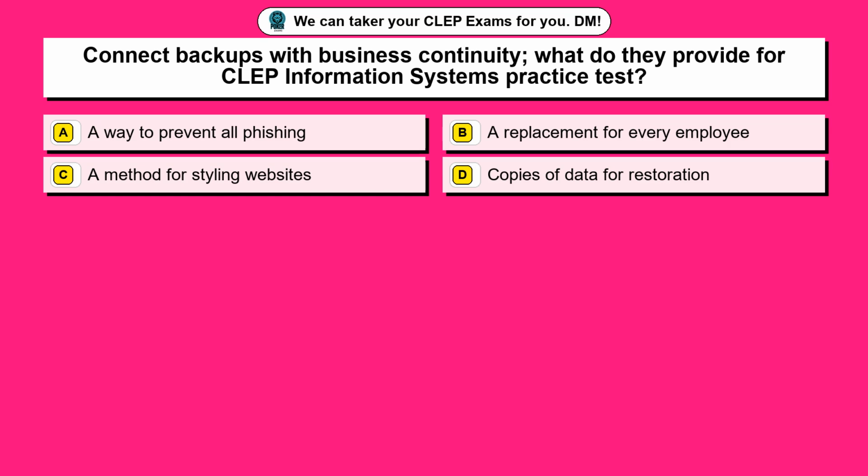Option B. A replacement for every employee. Option C. A method for styling websites. Option D. Copies of data for restoration. The correct answer is option D. Copies of data for restoration.